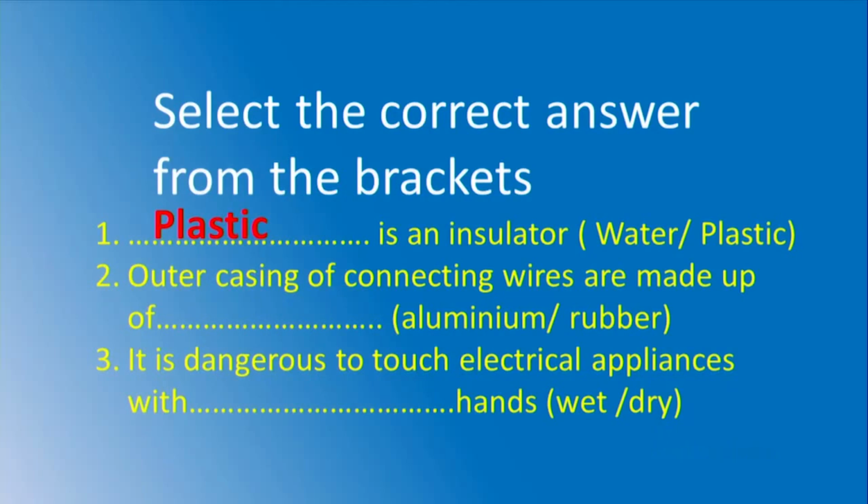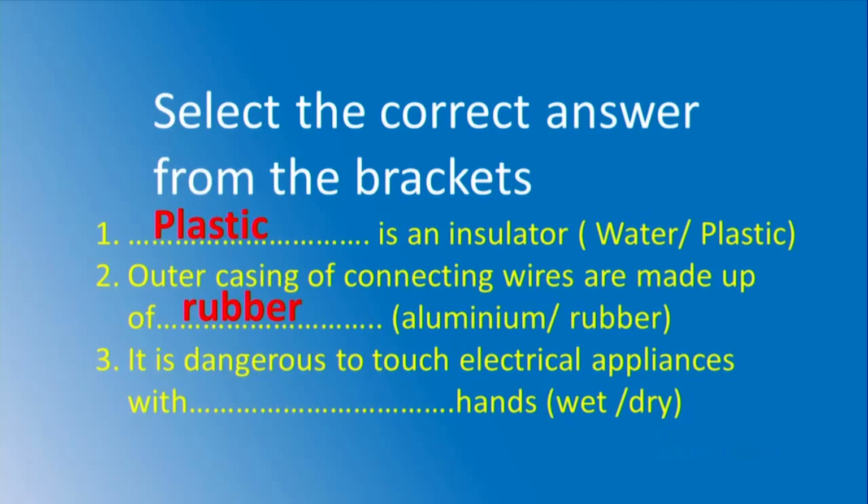Question number 2. The outer casing of connecting wires is made of blank, aluminium or rubber. You can remember, we studied that. The outer casing of connecting wires is made of rubber.